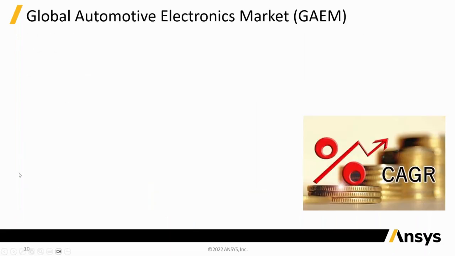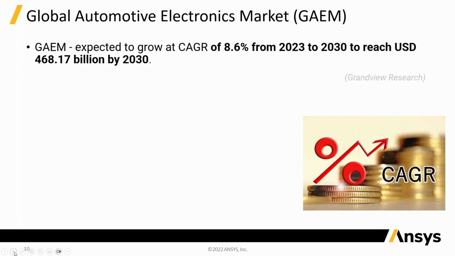Following along with the auto industry trends, the global automotive electronics market is increasing. And that's not only true for automotive, but lots of other products. But as an example, the compounded annual growth rate of that market is almost 9%. It's expected to be almost 470 billion by the end of the decade. Well, what does that mean to you and I?